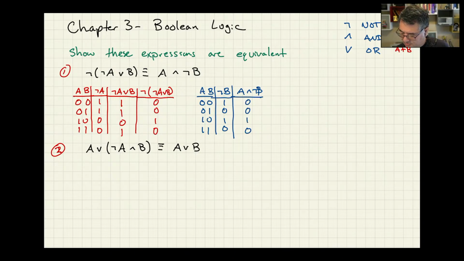And we can see that this and this column came out to be the same, so they've got the same truth table, so these two expressions are equivalent to each other.